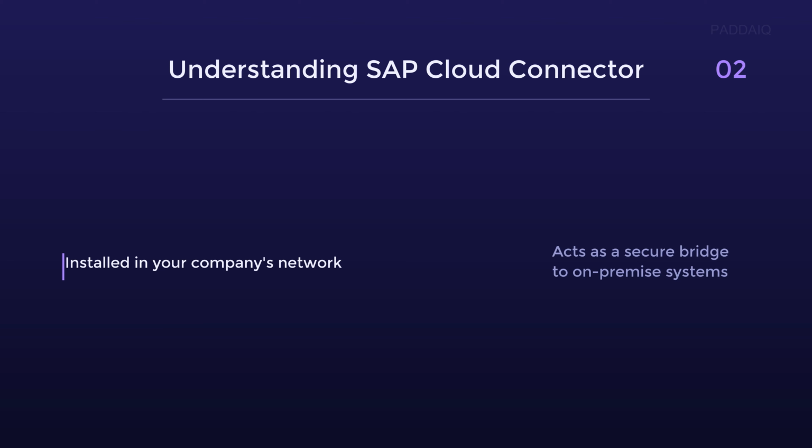Installed in your company's network. This means the software runs on your own internal systems, not in the public cloud. For example, a retail chain installs it on a server at their headquarters to securely link their on-site inventory system to SAP BTP. This setup keeps your sensitive data safely within your own IT environment.